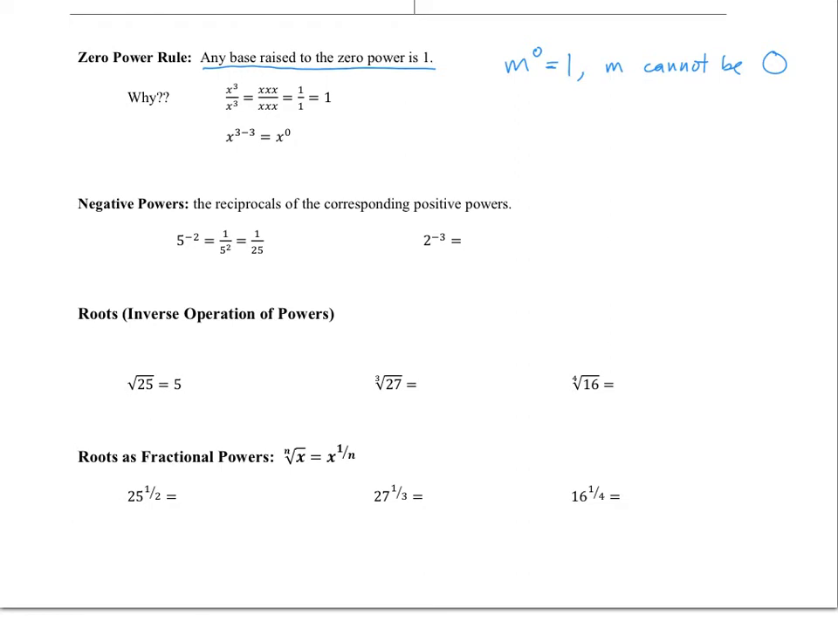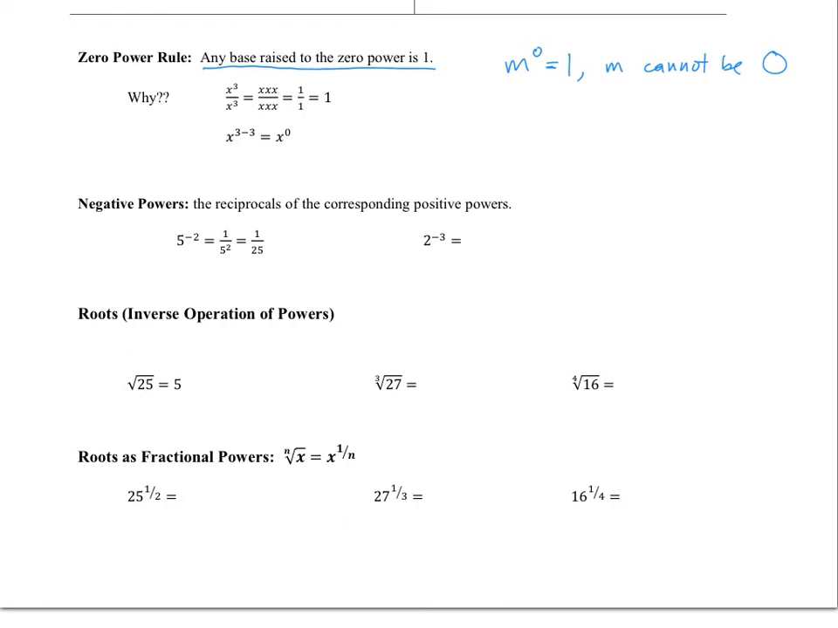So m cannot be 0, but why? This rule is just very strange looking. If you raise it to the 0 power, shouldn't it be 0? How is it 1? Well, that's what this explanation is right here. So I'm going to try to do a better job to attempt this.